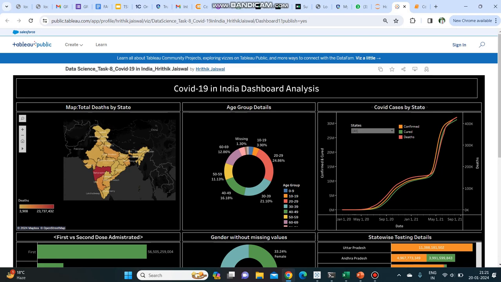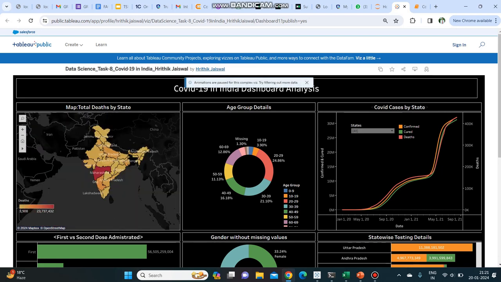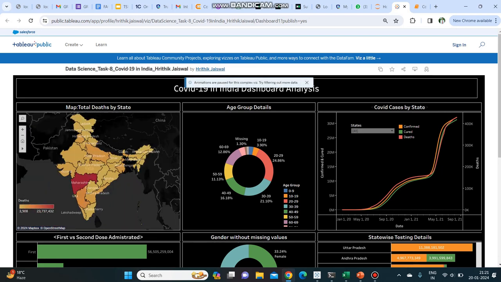So the first one is India's map. It is a heat map, and you can see the total deaths by state. You can see Maharashtra was the hot spot, followed by Karnataka, Telangana, and other southern states.